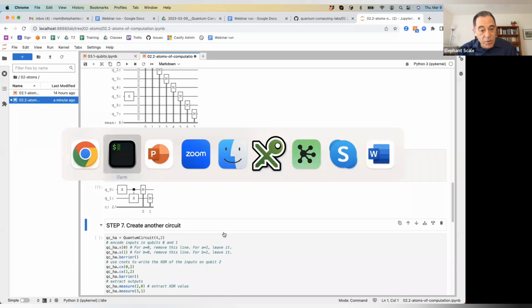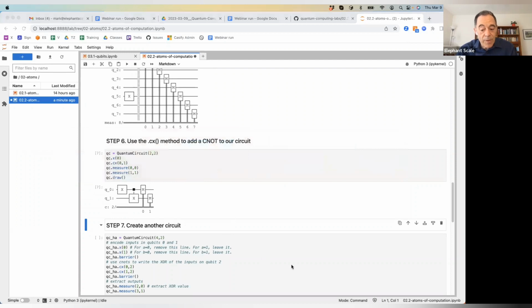I will stop share. Stop share. And I think everybody's amazed by what this quantum computing is. So you can chat or you can talk. I will also allow everybody to talk.